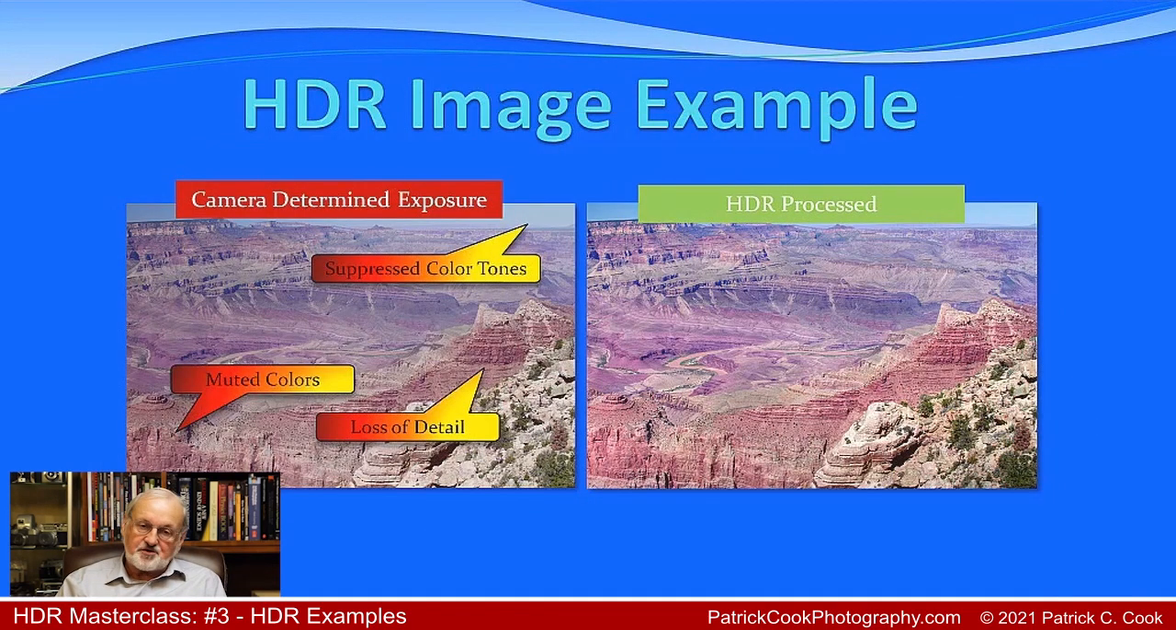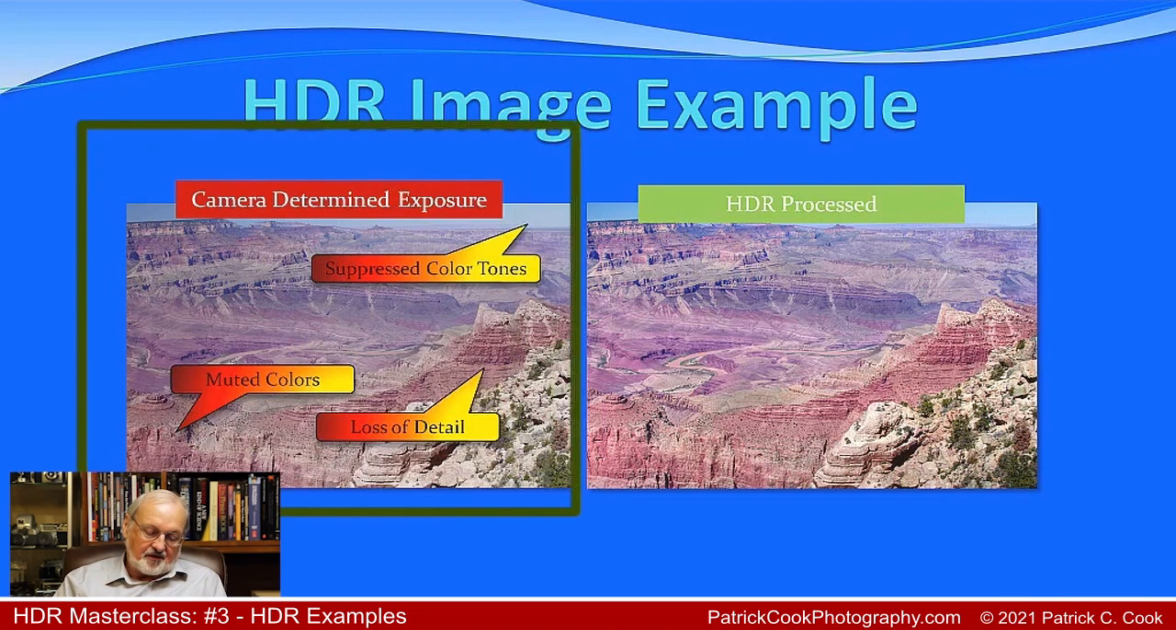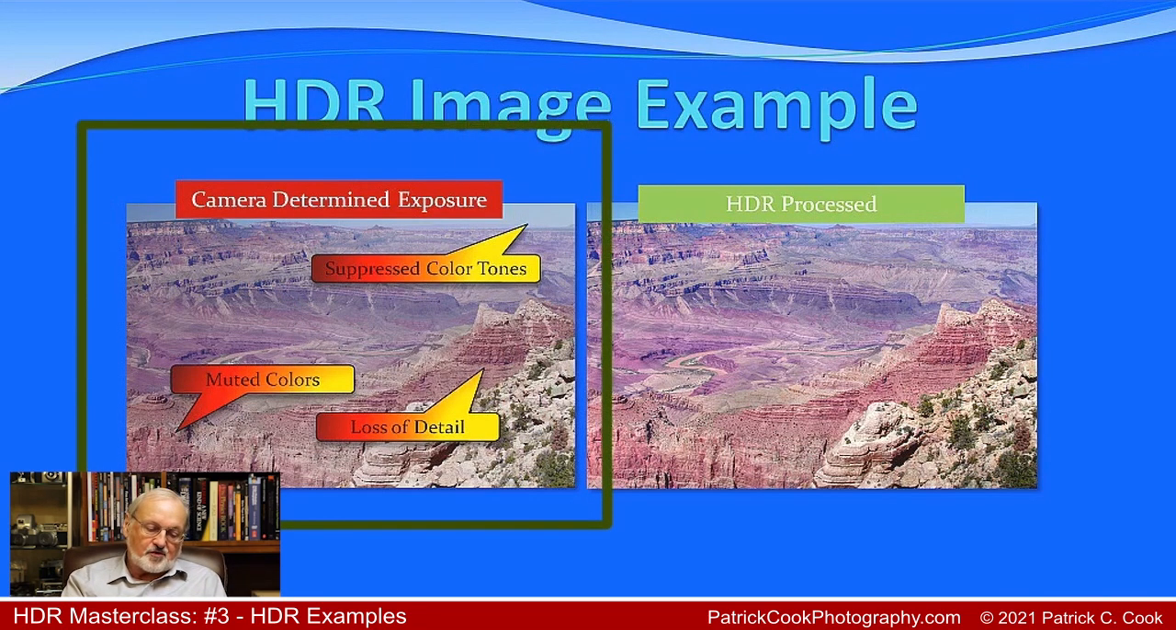Now let's look at another one. This is the Grand Canyon. And the single frame exposure here on the left, you'll notice here that I have a sky which has lost tonal value. It was a beautiful blue sky, but here it's gray. Colors are muted. I've lost detail. But you'll notice something here.